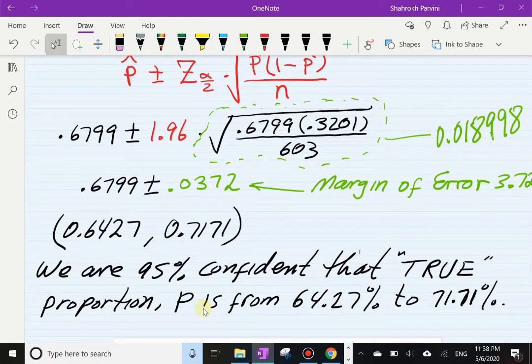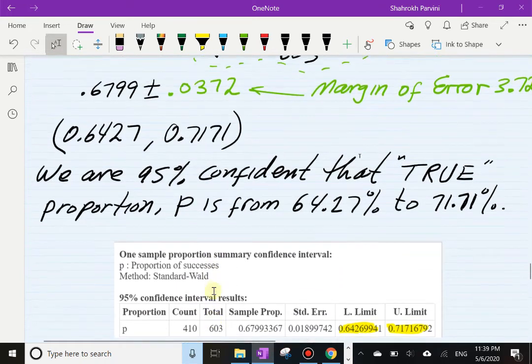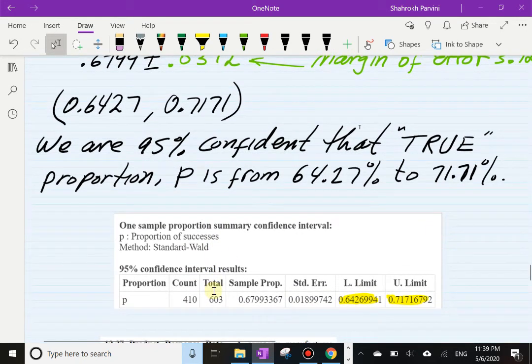Okay, and I have written what this statement means here: that we are 95% confident that the true proportion or percentage P is somewhere from 64 to 72%. Now this is what StatCrunch does, and I'll show you in a moment. We go to StatCrunch and you'll follow along with me. But just want to show you, see the lower limit, 0.6427, and the upper limit, 0.7171. So they're pretty close.